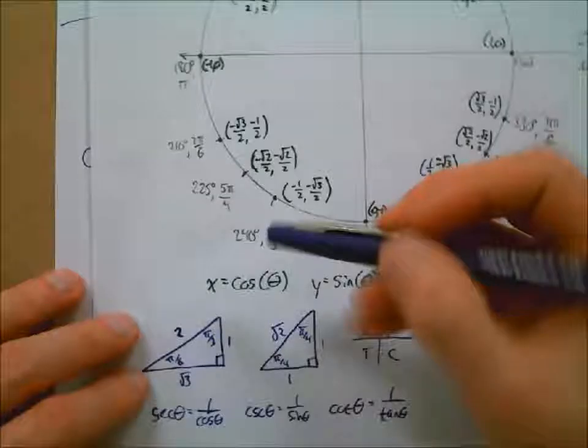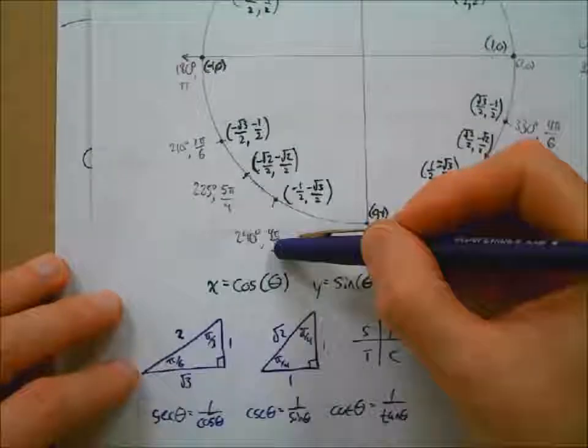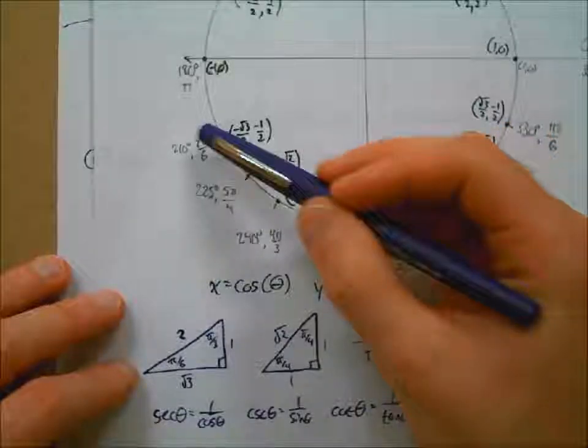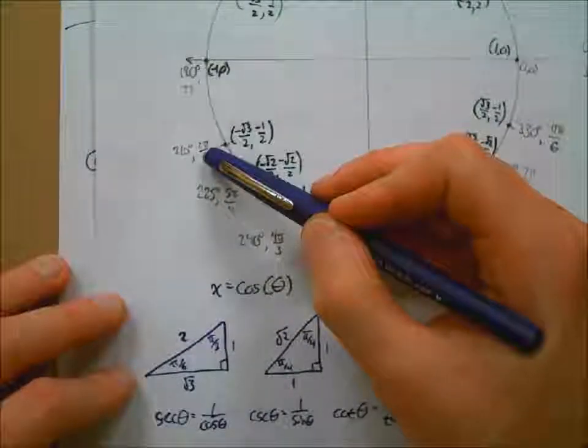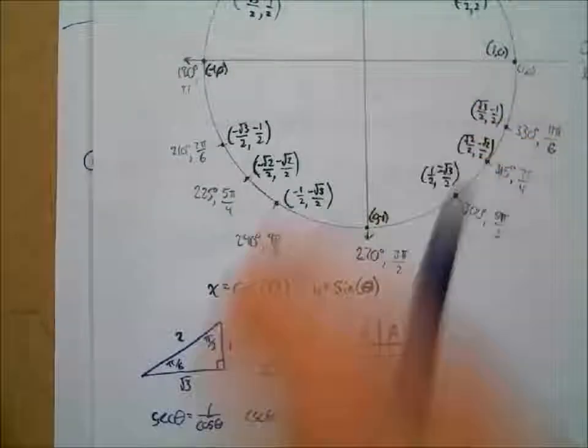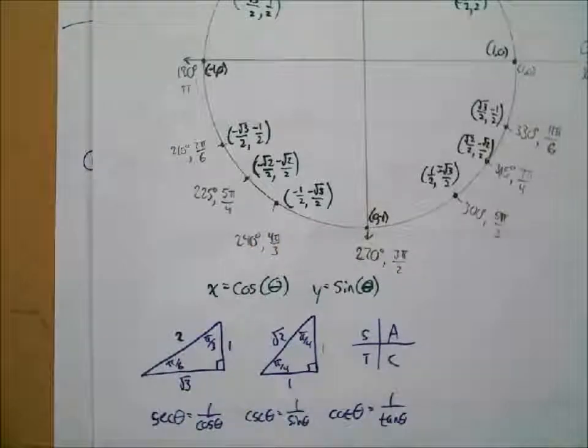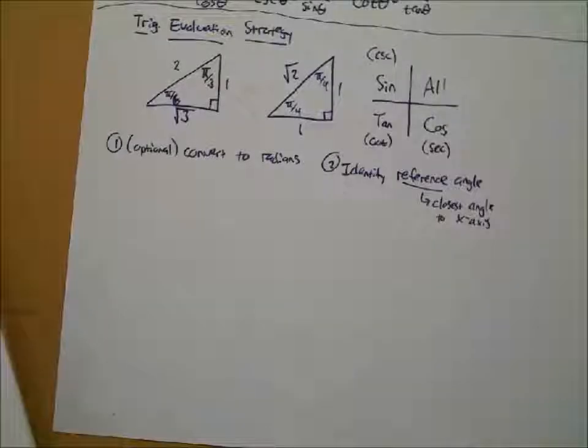The reference angle here of 4 pi over 3 is pi over 3. The reference angle for 5 pi over 4 is pi over 4. The reference angle for 7 pi over 6 is pi over 6. You remove the numerator number, and that gives you the reference angle. It's super straightforward. So, let me show you what we do with that.